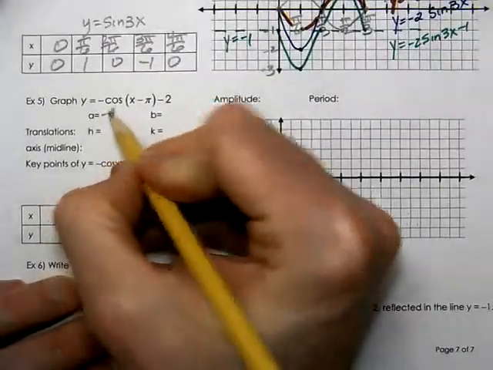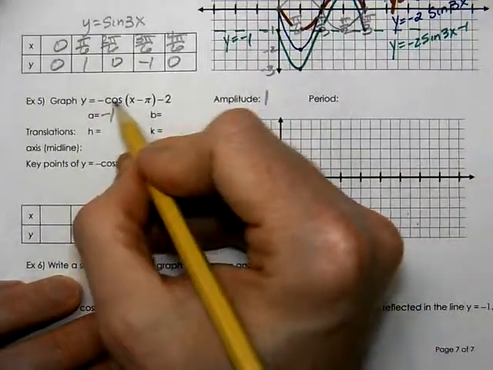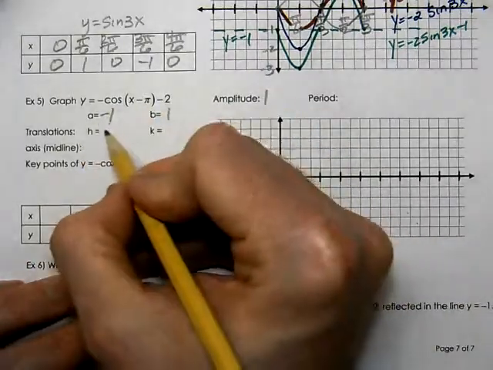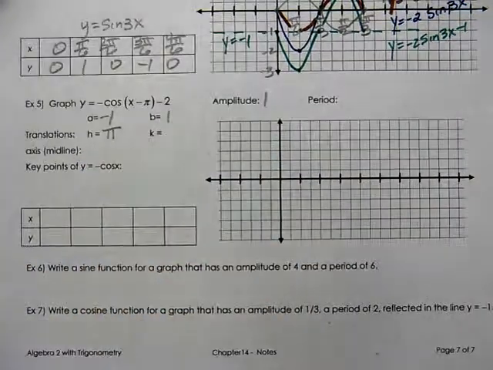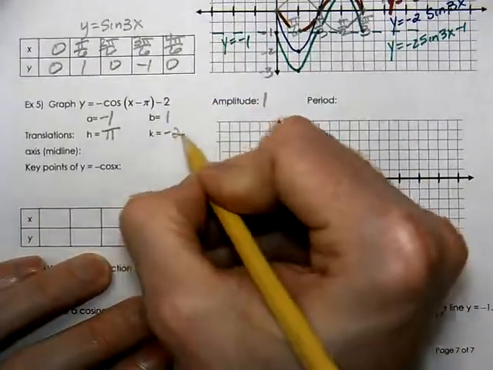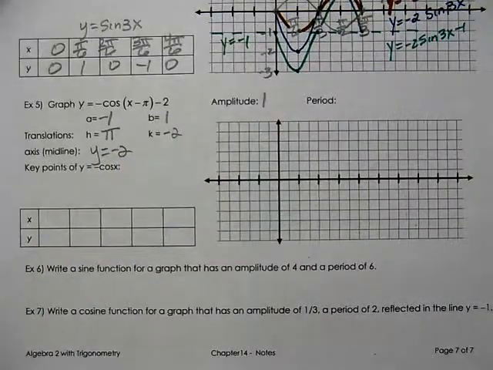we have an A value of negative 1, so the amplitude is just 1. The B value, there's no number between the x and the cosine, so that's 1. The H value is inside the parentheses, and the k value's on the outside, so I know that that's going to be my midline.